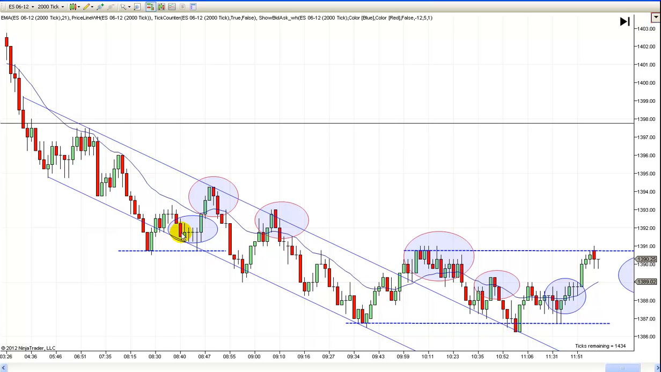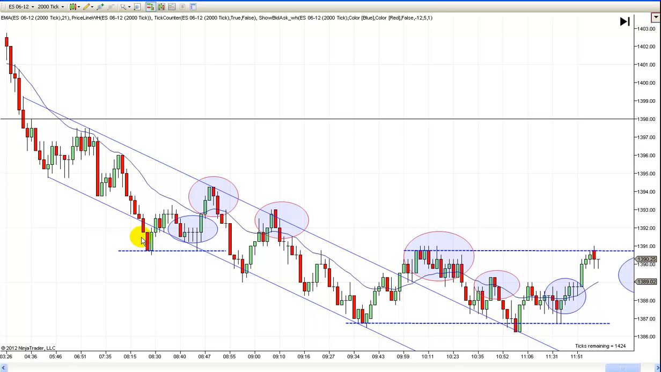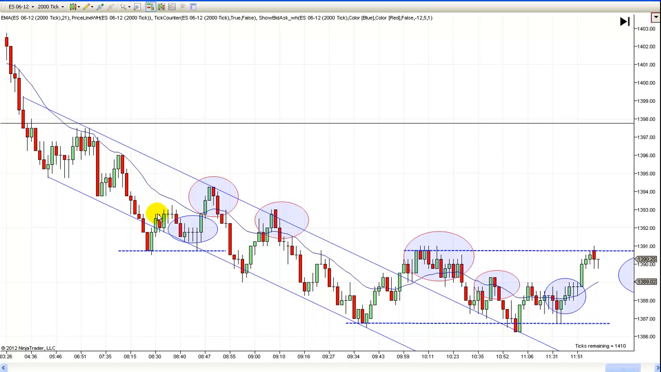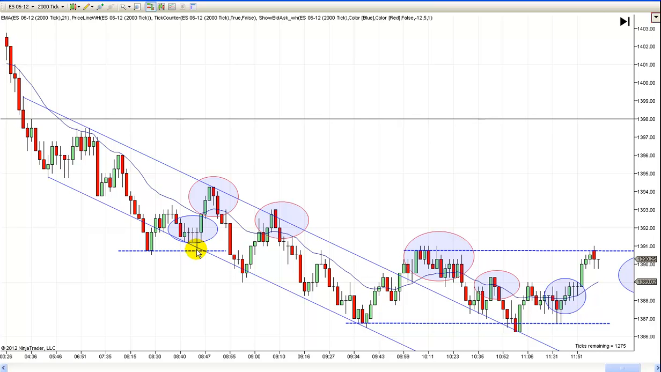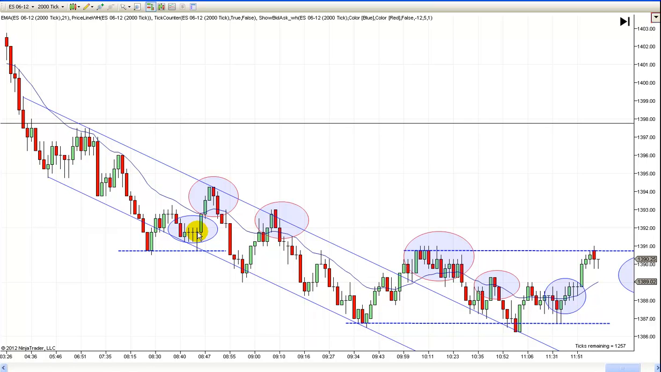But the better setup was this trap right here. We broke below the trend channel. It's kind of an overshoot, and then we tried to go lower again, and we had all these overlapping bars that kind of bounced off of this trend channel line, and then we broke lower by a tick or two and trapped everybody, then turned and closed almost on the high.